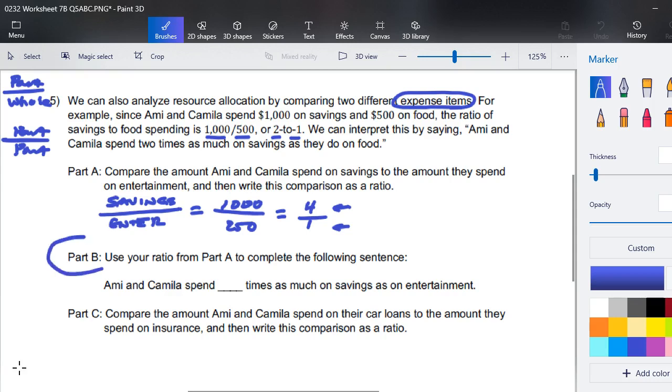And sorry, but part B already did it. Amy and Camilla spend 4 times as much on savings as on entertainment.